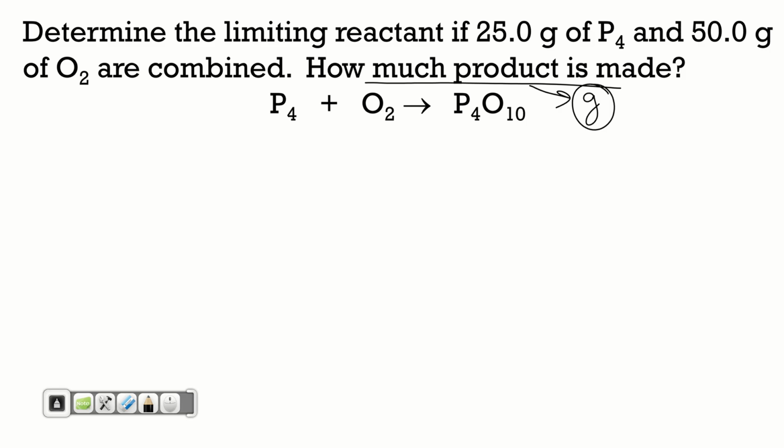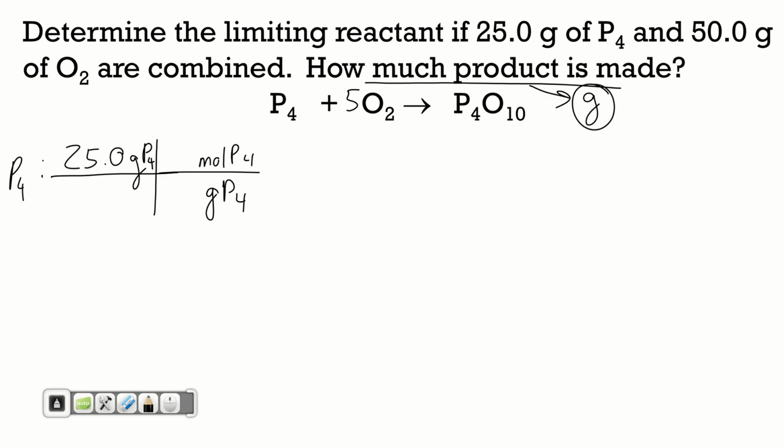So 4, 4, 2, 10, this is going to be a 5. All right, so I need to figure out which one's the limiting reactant, and I want to know how much will be produced of P4O10. So I start with P4, I have 25.0 grams of P4. I'm going to go from grams of P4 to moles of P4. So this is the molar mass. We do 30.97 times 4. I get 123.88 grams.